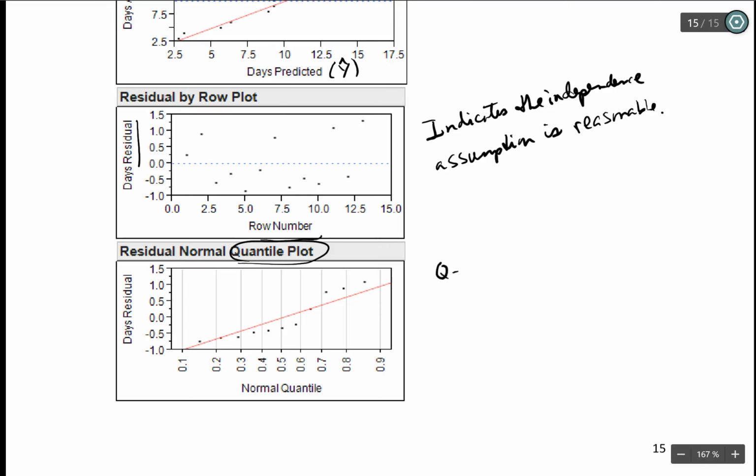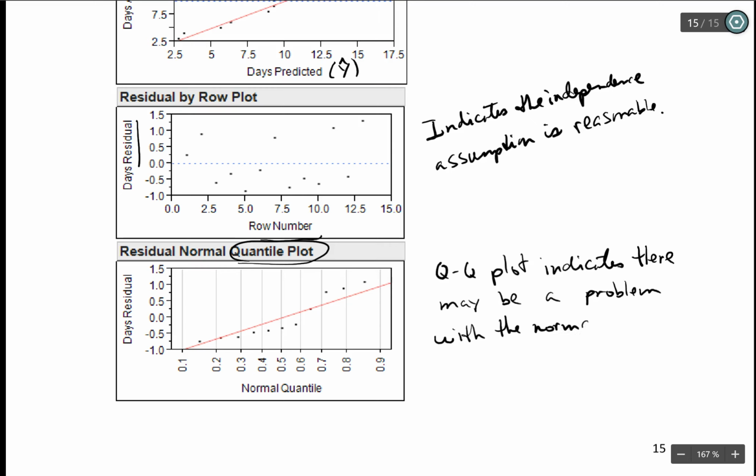But just right here for this last plot, the QQ plot indicates there may be a problem with the normality assumption. Okay, so we want to be aware of that.